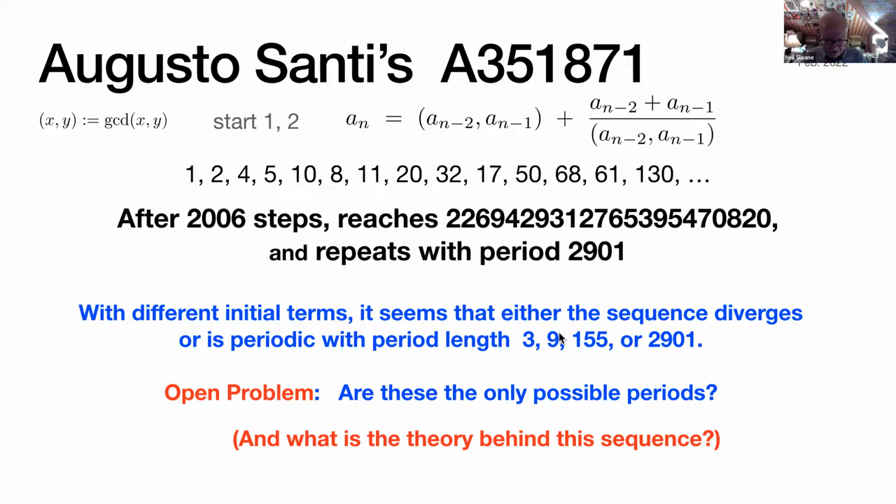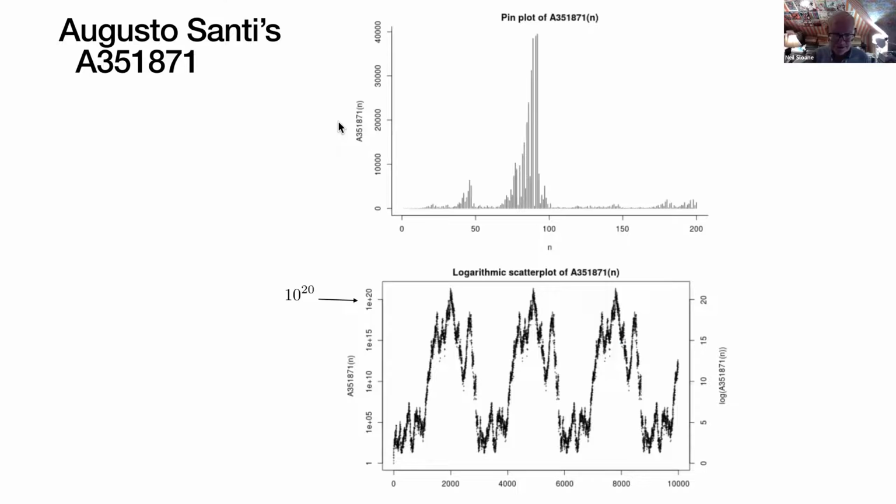So what is going on? As far as I know, no one in the world knows. Are these the only possible periods? And what's going on? Why that number in particular? Surely this isn't random. And so I looked at what happens if you start with 1, 1. And what you get is, this is a picture of Santi's sequence. Here it starts out at 1, and it rises up to 10 to the 20 or so in 2000 steps. And this plot is misleading, right? The actual peak happens about 2000 in. Yeah, the period starts around where the cursor is, and then that's the period, and it repeats.